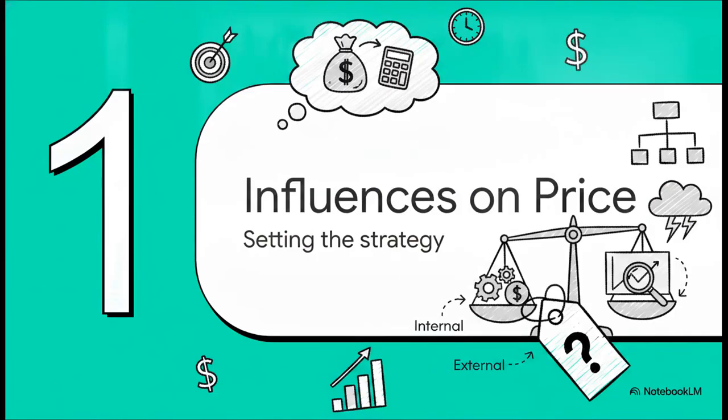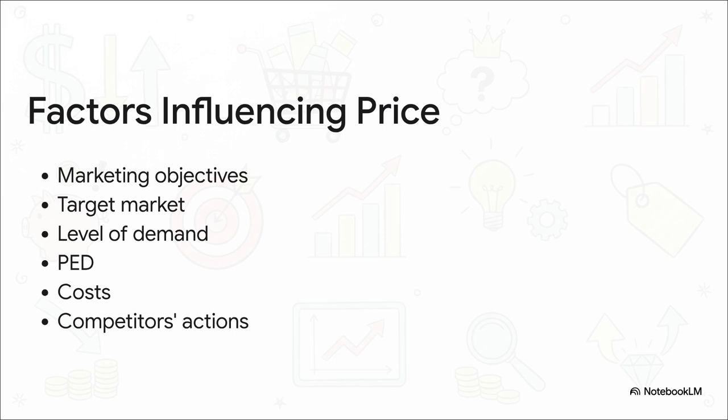Section 1. Influences on pricing decisions. Setting a price? Well, it's never just a random guess. It is a highly calculated decision driven by a whole bunch of internal and external pressures. We're riding what I like to call the assessment objective escalator today, and locking down these foundational AO1 factors is step 1. Internally, a business really has to align its price with its marketing objectives, its target market, and, of course, its costs. Externally, they're constantly monitoring demand and competitors.